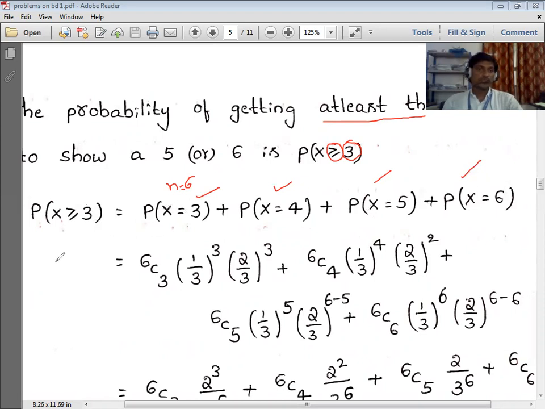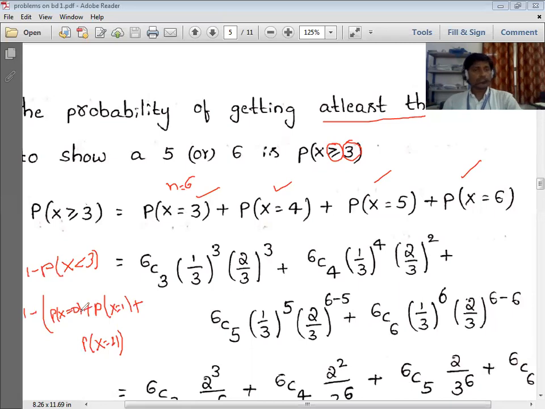Either you can use this one, or simply use 1 minus P of x less than 3. So we can use either that one or this one. 1 minus P of x less than 3 means what probabilities do you get? P of x is equal to 0 plus P of x is equal to 1 plus P of x is equal to 2. So this one also we can calculate: 1 minus the total of this.